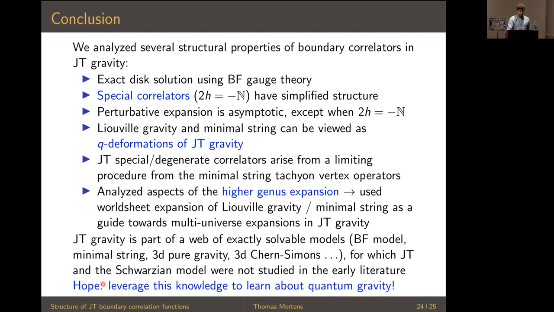And the hope of all of this is, of course, to leverage this knowledge of these exactly solvable models to learn more about quantum gravity, as we have been doing in the past couple of years.